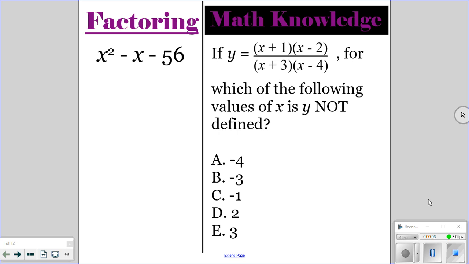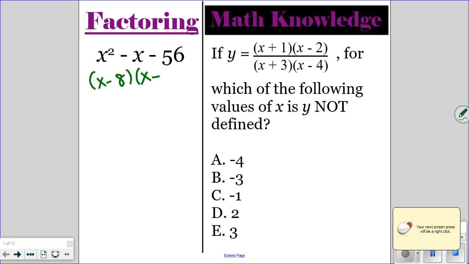Alright, so y'all go ahead and do the factoring and the math knowledge question for today. Pause the video, and then once everyone is finished, you can unpause the video and I'll go over the correct answers. So for the factoring, you're going to want to have (x - 8)(x + 7). So that would be your answer.